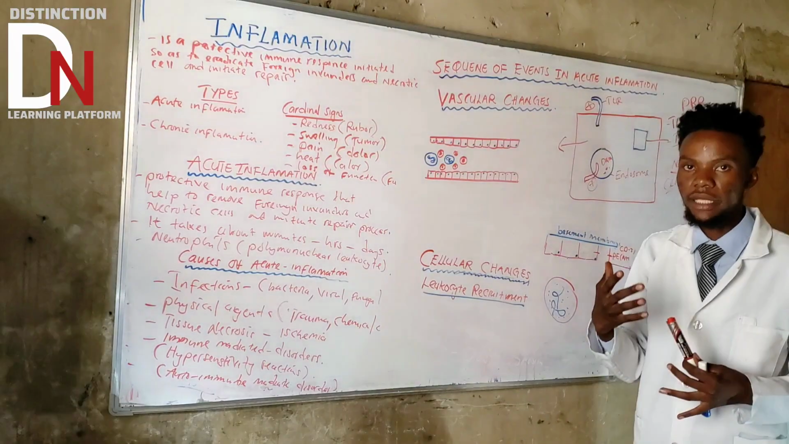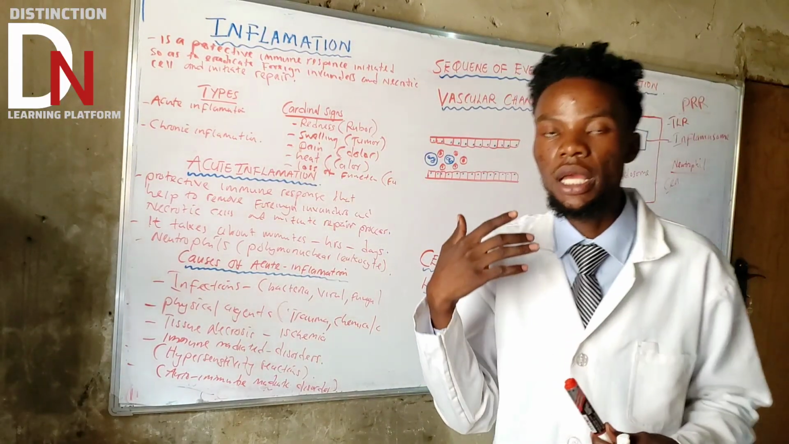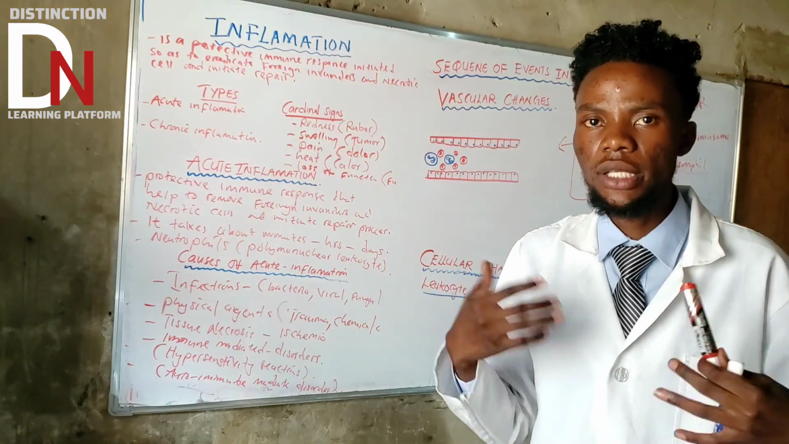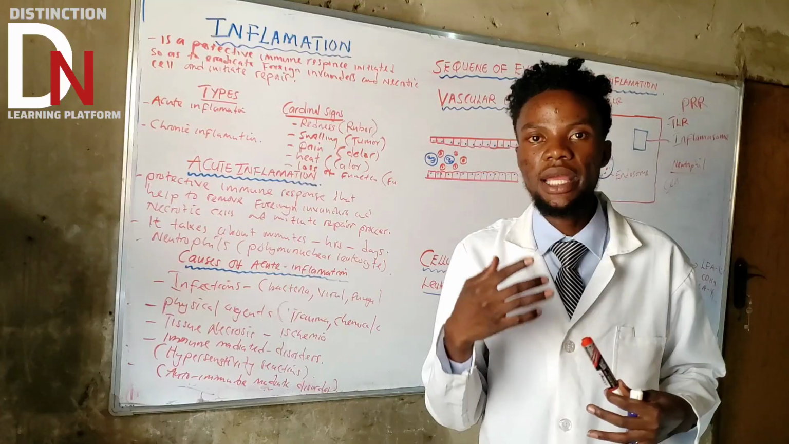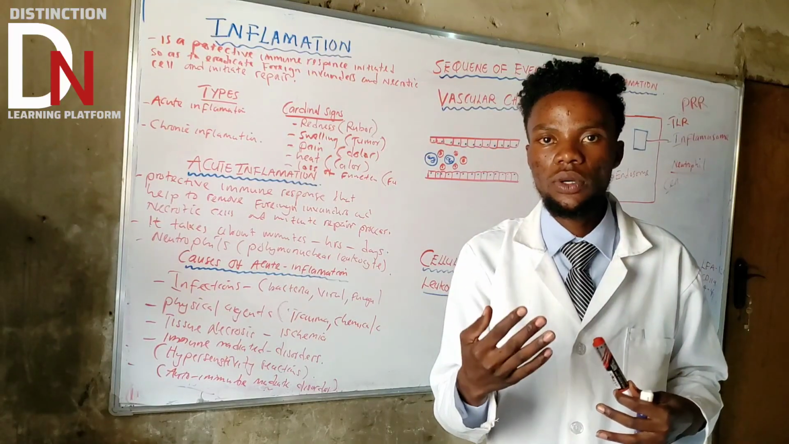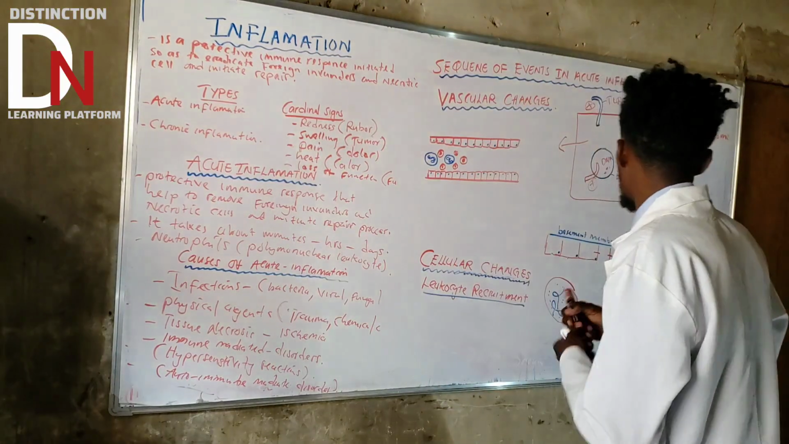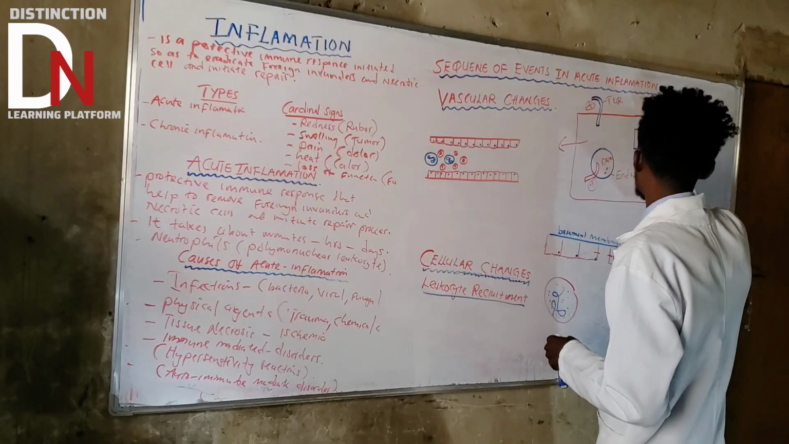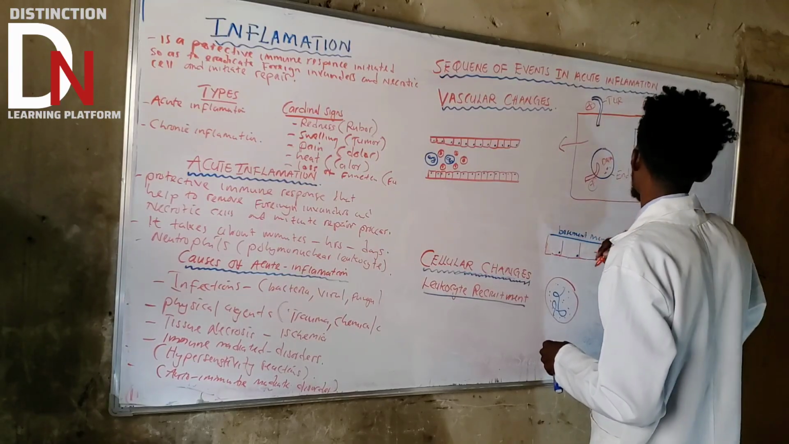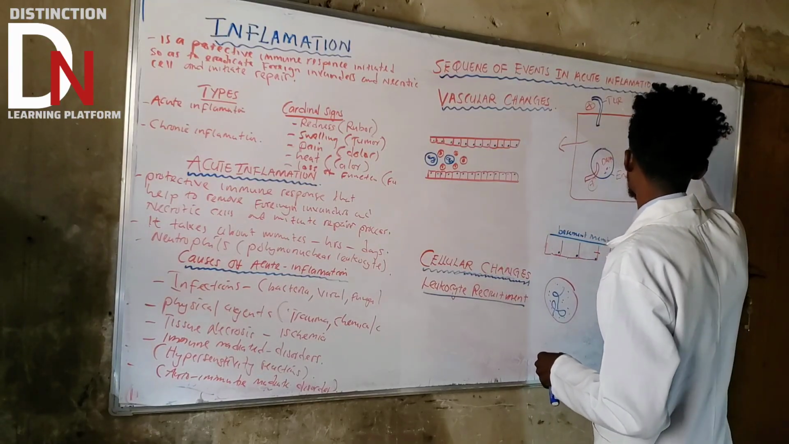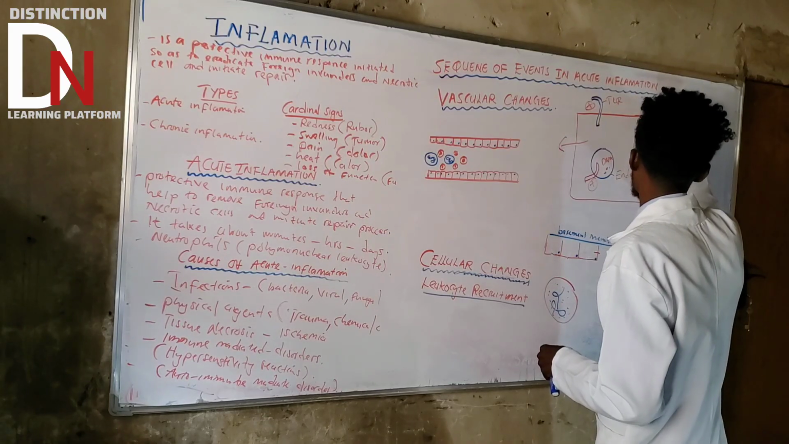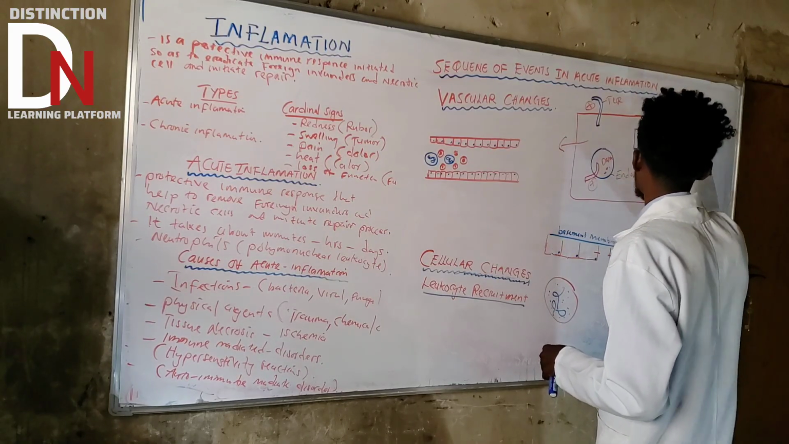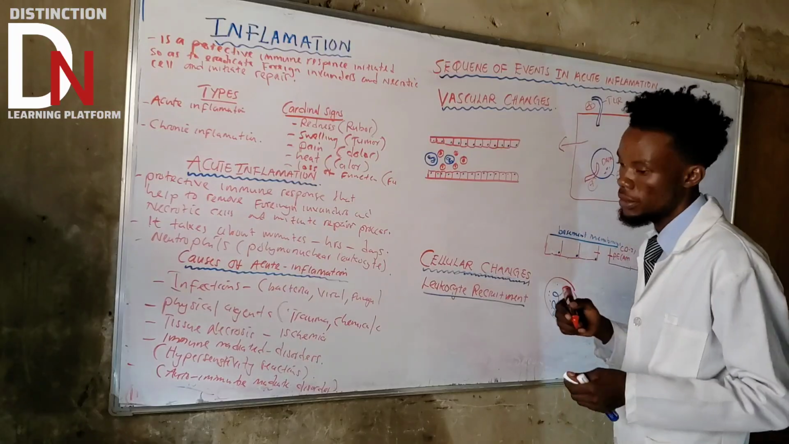If a cell dies by necrosis, it is going to release its cellular contents. Like what? ATP, adenosine triphosphate, they're going to release ATP. Then also they're going to release crystals. They're going to release a lot of things.